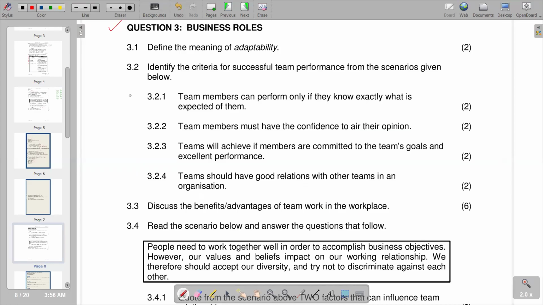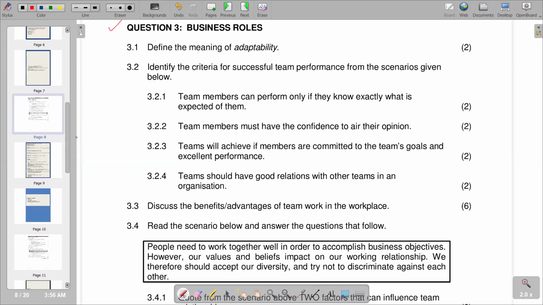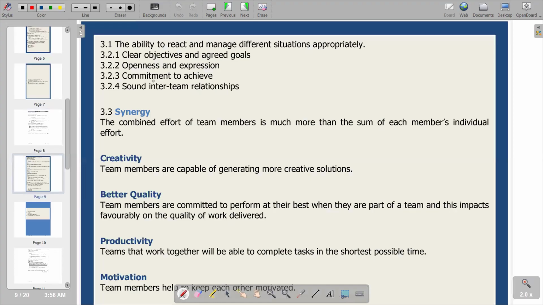So business roles, on the first part, we put define the term adaptability. But adaptability basically is an ability or willingness to change in order to suit different conditions. That's adaptability. So basically, we are saying this is the ability to adjust to different conditions or circumstances. So this explanation actually describes adaptability. So according to the response that we have now, that is according to this video, let's just try to see what we have. Adaptability, 3.1 is saying the ability to react and manage different situations appropriately. So this is a brief description that we have in terms of adaptability.